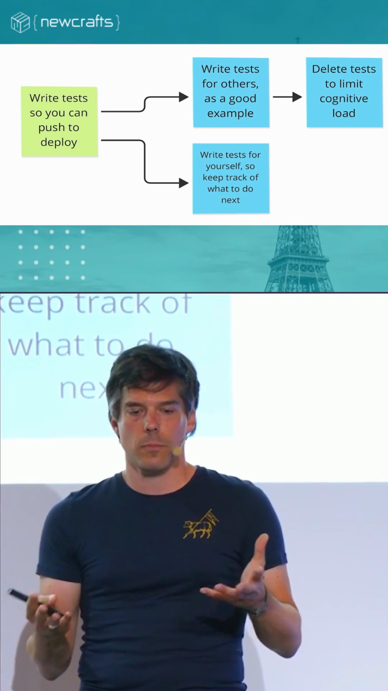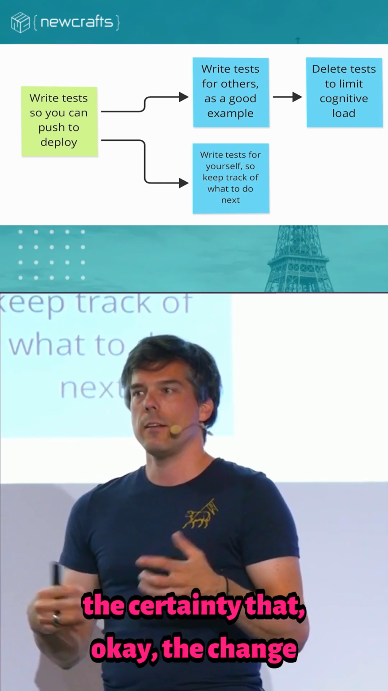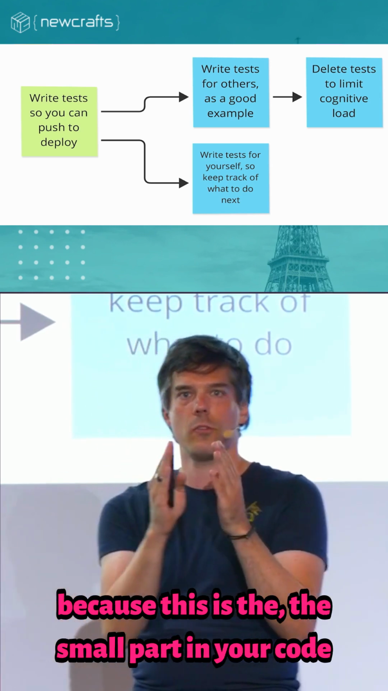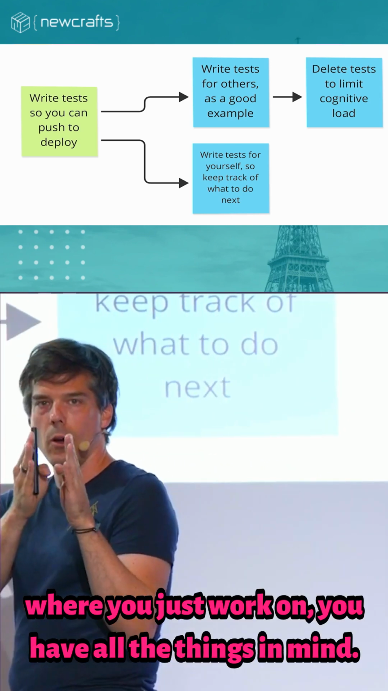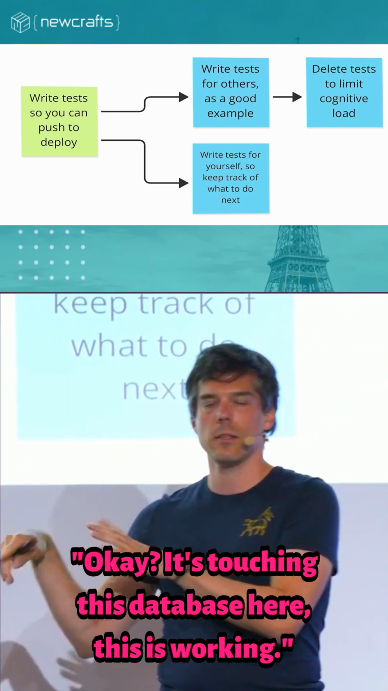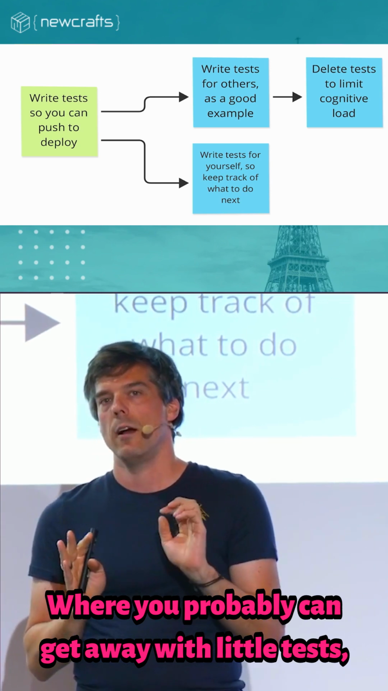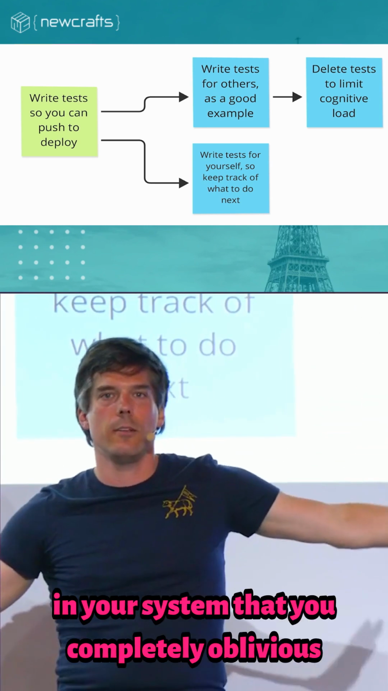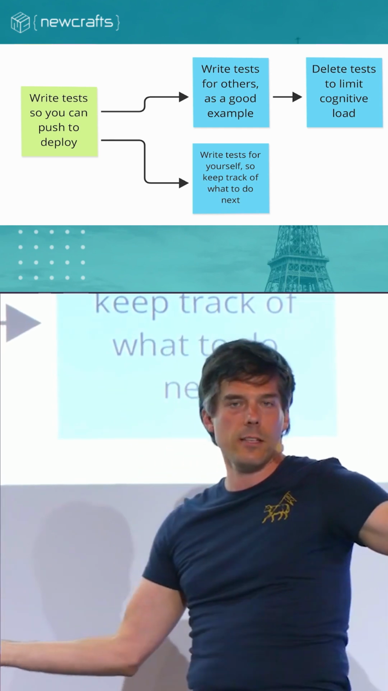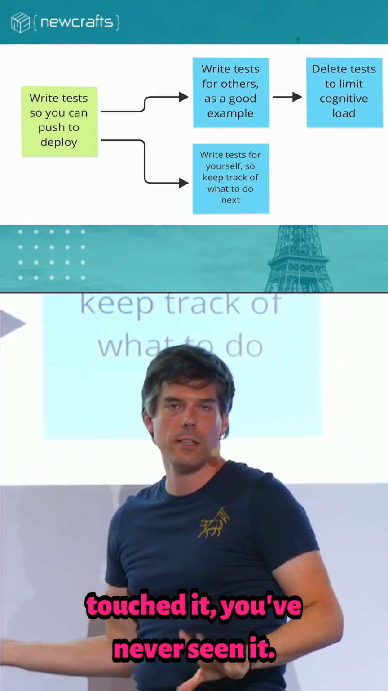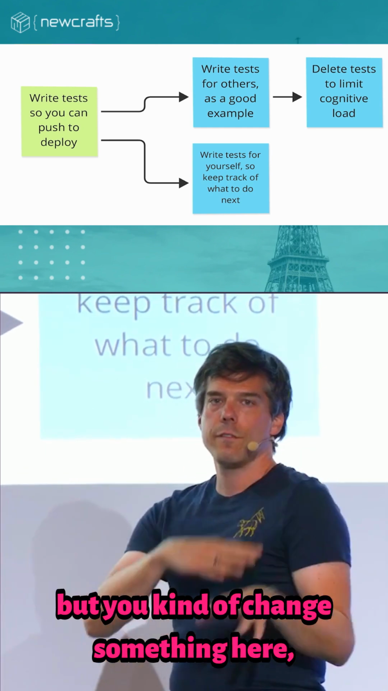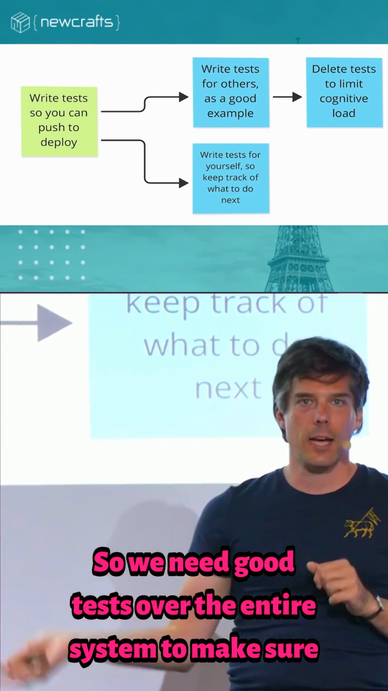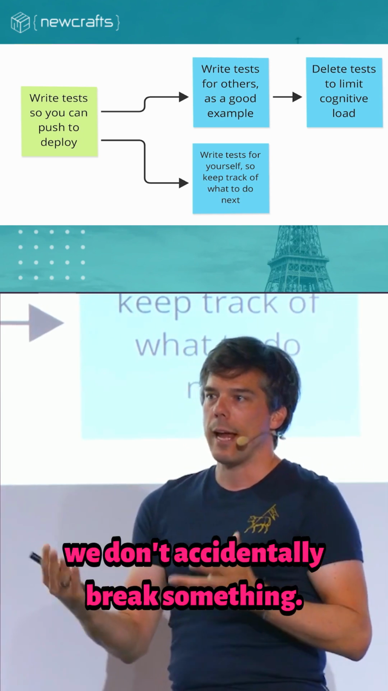This will give you the certainty that the change that I'm now making works. That's usually where you have high confidence, because this is the small part in your code where you just work, you have all the things in mind, okay, it's touching this database, this is working, where you can probably get away with little tests because you also just tested it. The problem is all the other stuff out there in your system that you're completely oblivious to, that it even exists. Maybe you've never touched it, you've never seen it. If there are no tests there, but you change something here, then this will break the system. So we need good tests over the entire system to make sure that even with small changes, we don't accidentally break something.